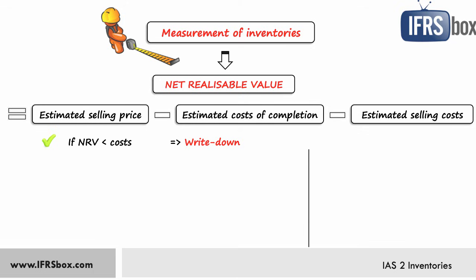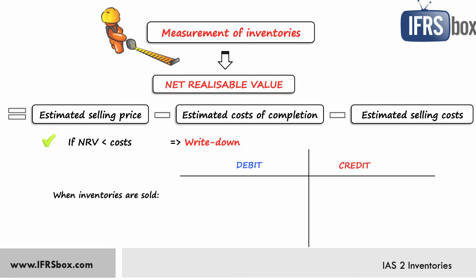Finally, IAS 2 also prescribes when and how to recognize the inventories in profit or loss as an expense. So when the inventories are sold, then you need to recognize the carrying amount of items sold as an expense in profit or loss. So the journal entry is to debit profit or loss, cost of sales in most cases, and credit inventories. The amount is simply the carrying amount of items sold, whether it's cost or net realizable value.